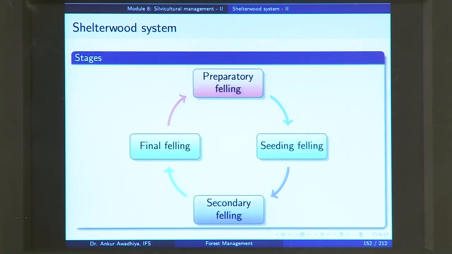So, as we saw before, we begin with a preparatory felling, so that you are removing the dead, dying and diseased trees and you are inducing seed production. This is followed by the seeding felling, in which you are trying to get a good amount of germination, followed by a secondary felling in which you are opening up the canopy, so that your plants are able to get a bit more light and show growth, followed by the final felling in which you remove all the plants that are left of the previous generation.